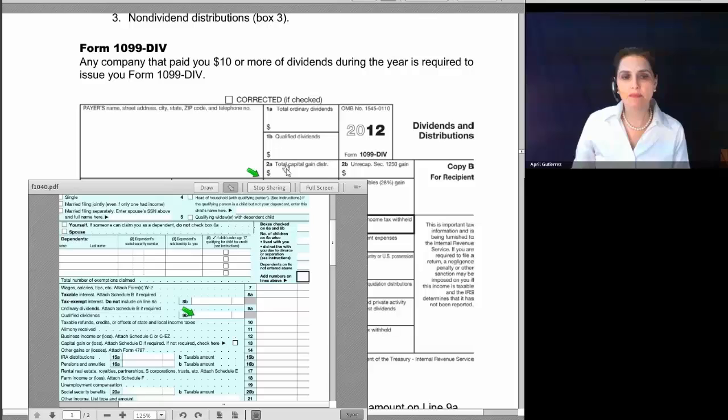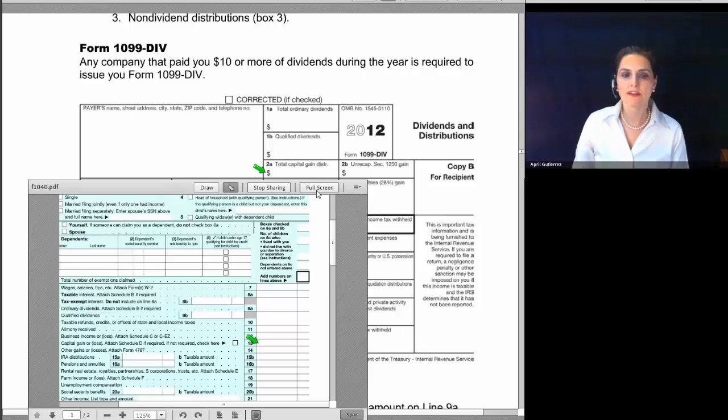But if you have Box 2A showing on your 1099 DIV with a number in it, that number actually carries to line 13. And if Schedule D is not otherwise required, you can check this box. It says, if Schedule D is not required, check here. Well, if the only form of capital gain income you had was capital gain distributions, that's when you can check this little box and enter the amount directly on line 13.